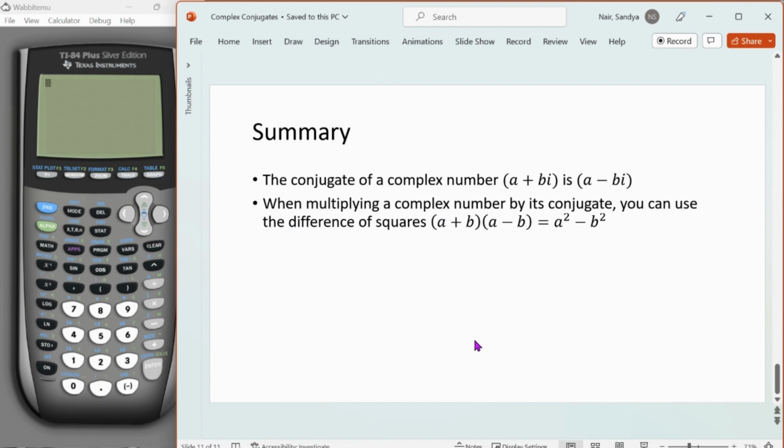Remember, the conjugate of a complex number is a plus bi times a minus bi. When multiplying a complex number by its conjugate, you can use the difference of squares, a plus b times a minus b equals a squared minus b squared.